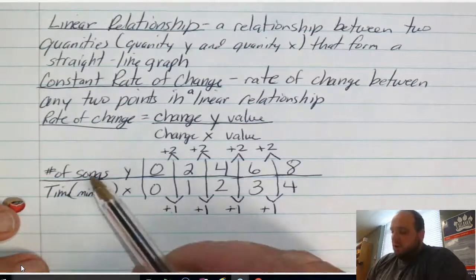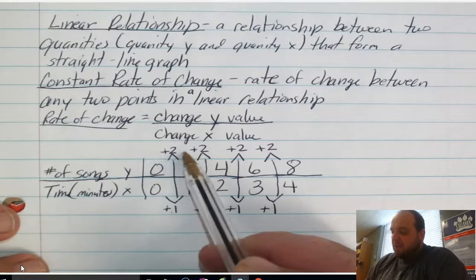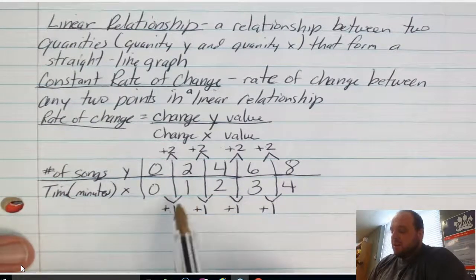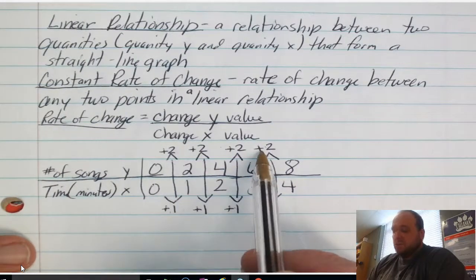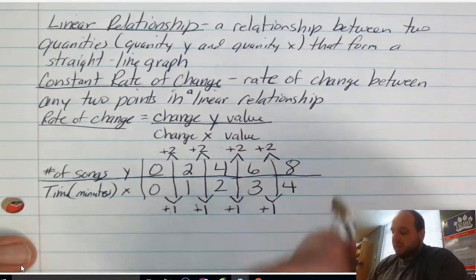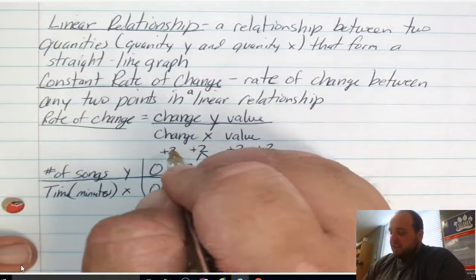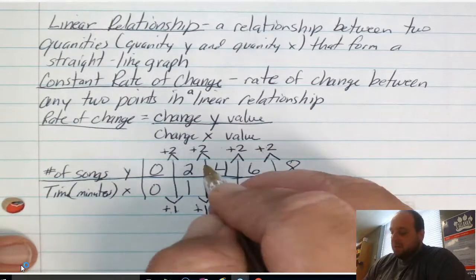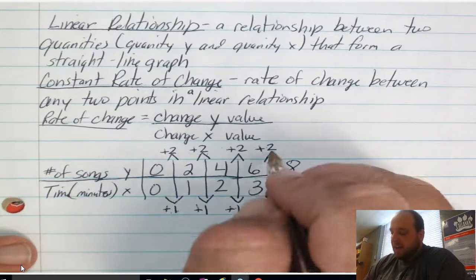So I noticed that my change in my y value on this linear relationship table went up by 2 each time. So what I'm going to do is look at those constant rates of change, and I'm going to write a rate of change with it. As the y value changed by 2, I noticed that my x value changed by 1, and it was constant on this table.